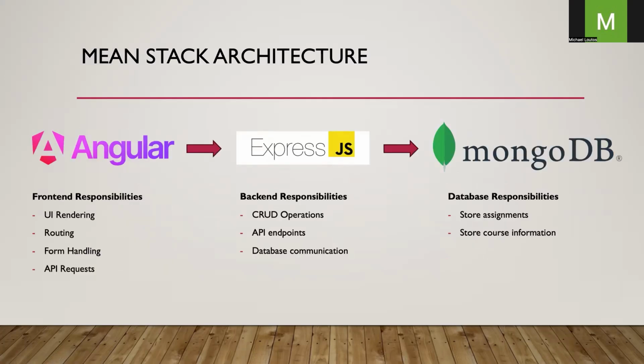This slide shows the overall architecture of the application. The Angular front end handles UI rendering, routing, forms, and API requests. The Express backend handles CRUD operations and API endpoints. And then MongoDB stores assignment and course information using Mongoose schemas.